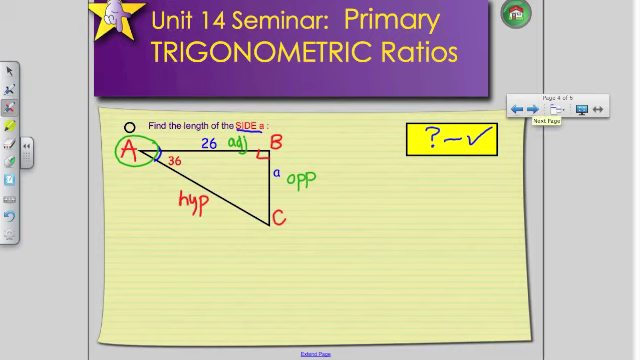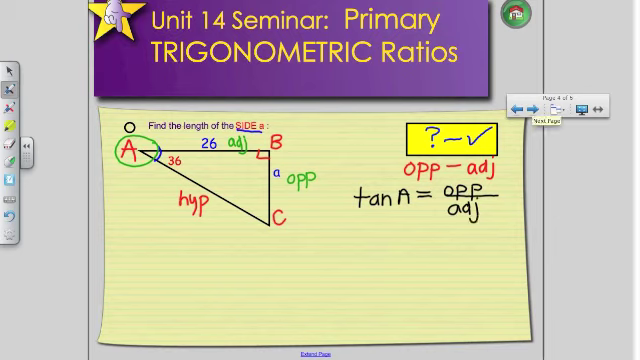So what are my question mark, check mark sides that are going to help me figure out what trig ratio to use? What is question mark, check mark? What is the name of the side that I'm looking for? Raven? The opposite. And what is the name of the side that I know the value of? Adjacent. Good. So the only trig ratio that involves opposite and adjacent is the tangent ratio. So we have tan A is equal to opposite over adjacent.